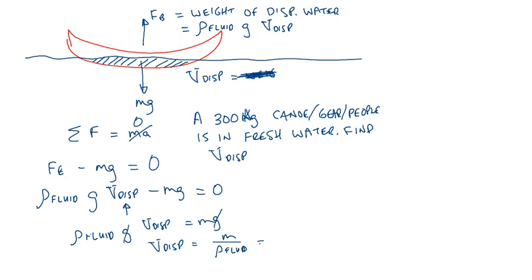And here I'd have 300 kilograms divided by the density of the fluid, which is 1,000 kilograms per cubic meter, and that would be 0.3 cubic meters of water that you'd have to displace there. The canoe would sink down until it had displaced 0.3 cubic meters.